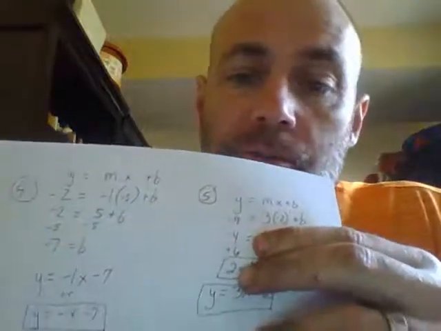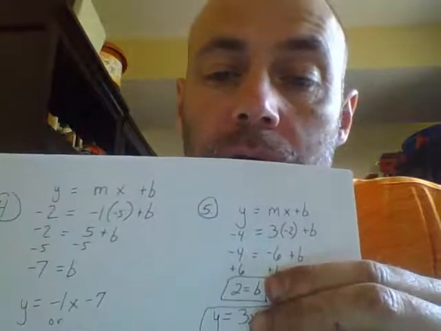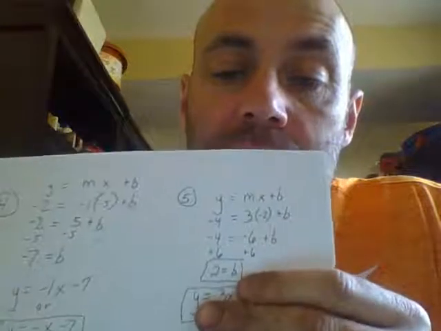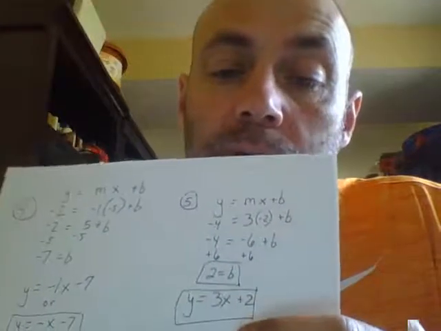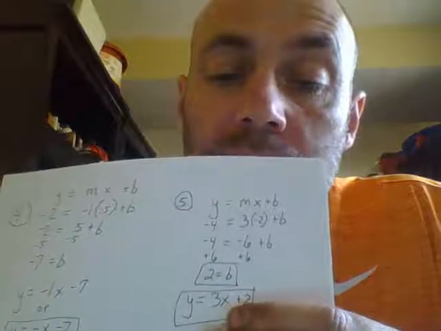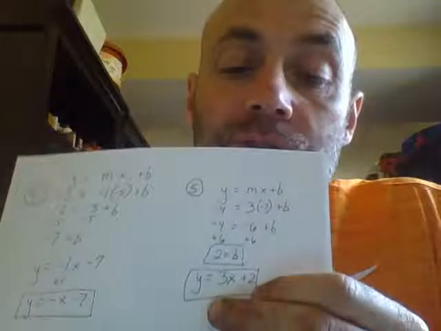So you have the slope of negative 3. Your y is negative 4. Your x is negative 2 plus b. Solve it. You have negative 4 equals negative 6 plus b. Add 6 to each side. You have 2 equals b. Plug your slope back in of 3x plus the b you just found. So you have y equals 3x plus 2.